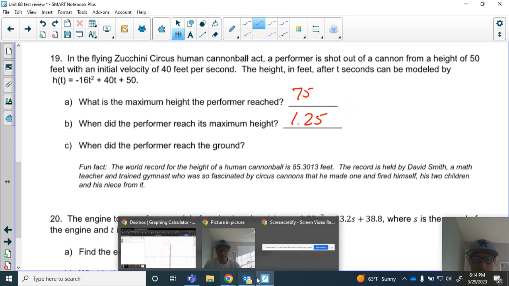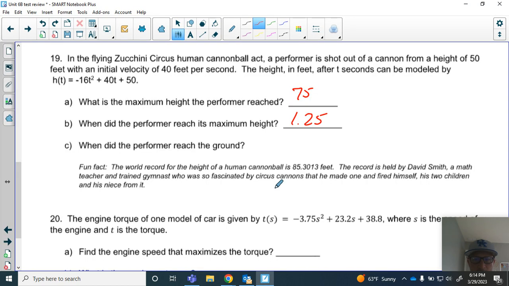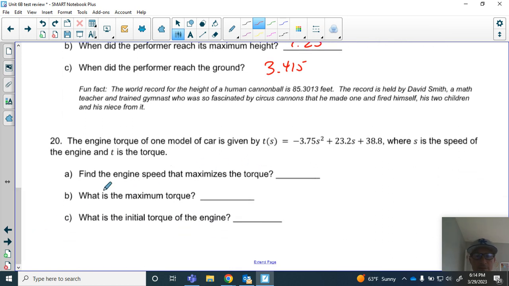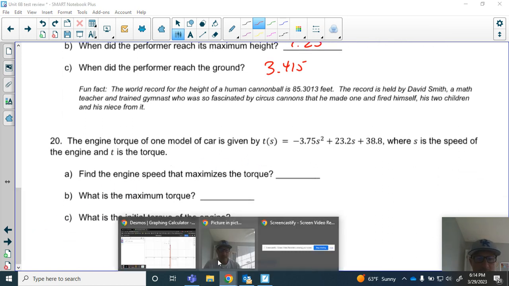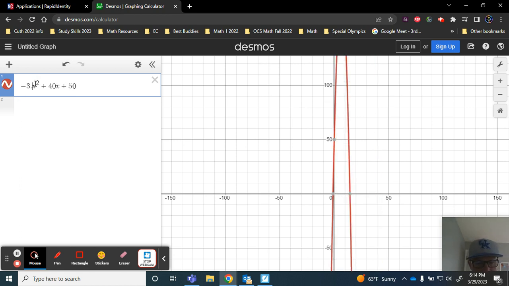Now, when did the performer hit the ground? That is going to be over here at 3.415. Okay. Number 20. Negative 3.75. And we're going to use x squared all the time. Negative 3.75. All right, let's see what the next one is.